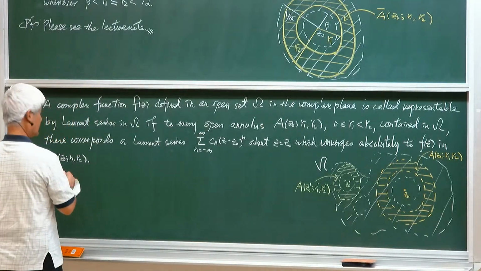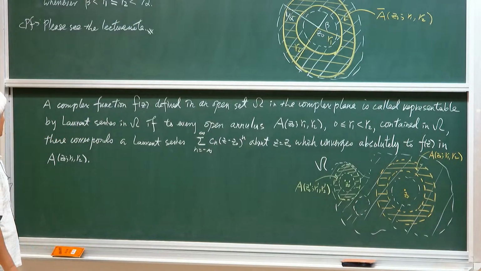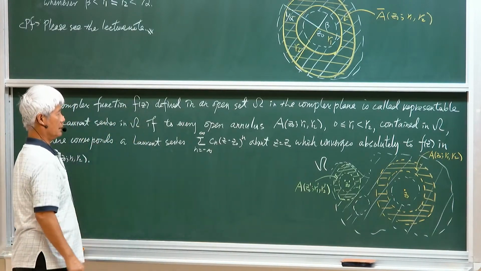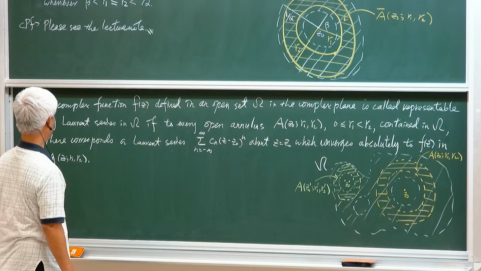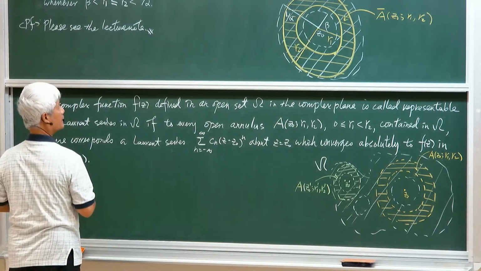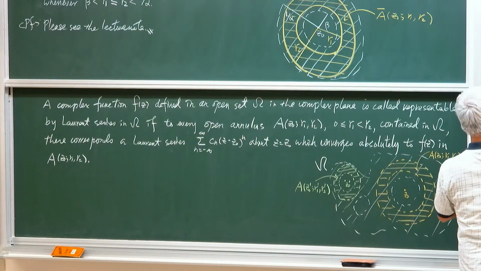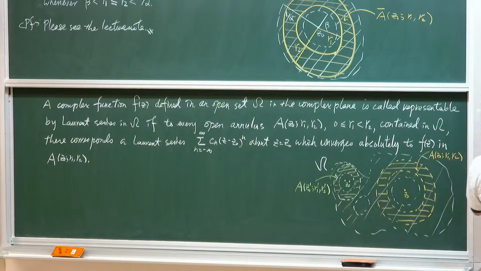Right. And then we will proceed to show that if f of z is analytic, then it is representable by the Laurent series. Okay. So our job now, we will let f of z be an analytic function in an open set omega in the complex plane.